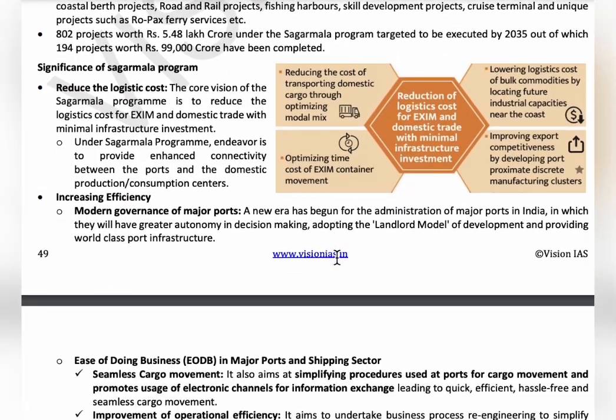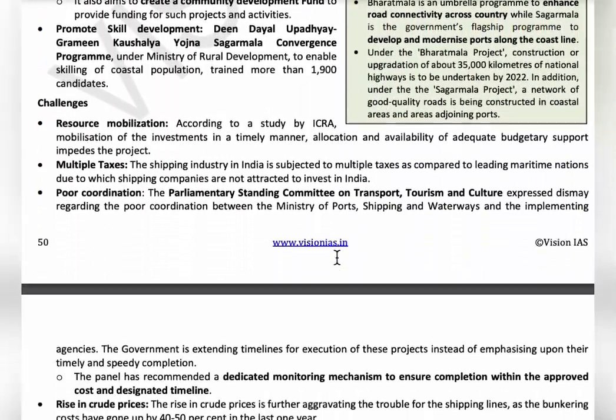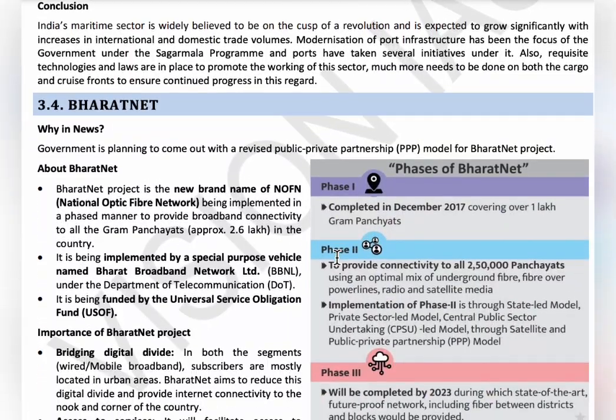The next topic is BharatNet. BharatNet is the broad brand name for the National Optical Fibre Network. It provides internet services to all the gram panchayats in the country. It is implemented under the Department of Telecommunications and funded by the Universal Service Obligation Fund.